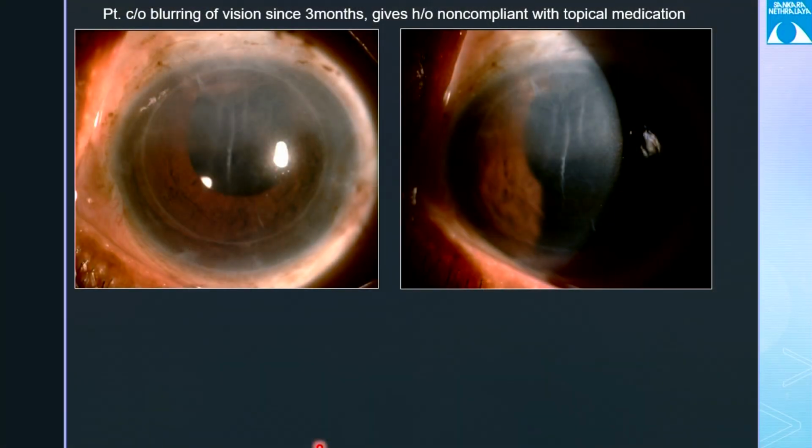So on slit lamp examination under diffuse illumination, we can see there is not endothelial edema, graft edema, with endothelial rejection lines, similarly coming from the graft-host junction towards the center.